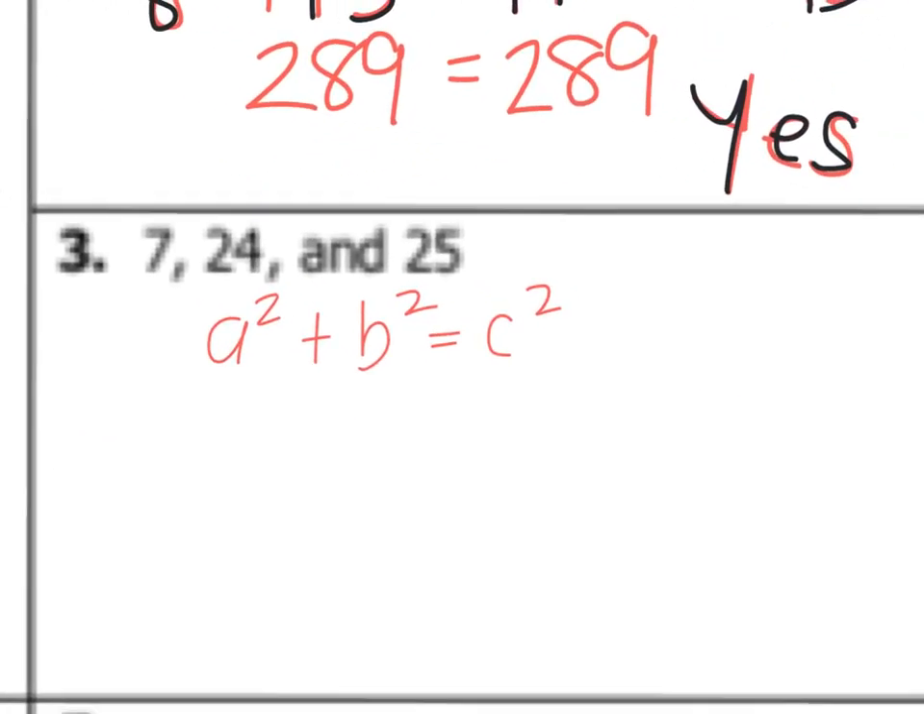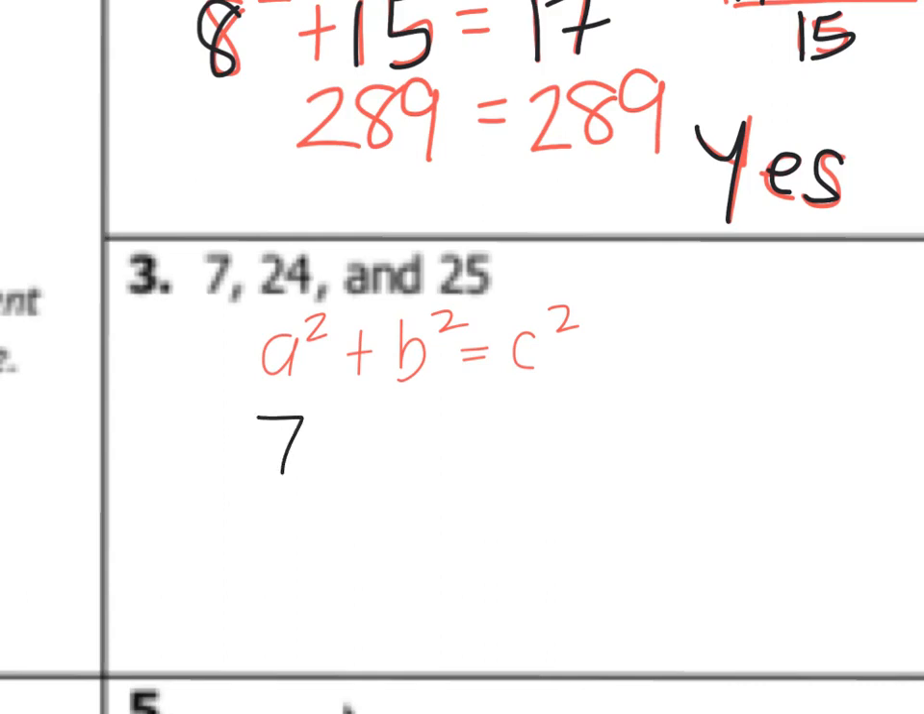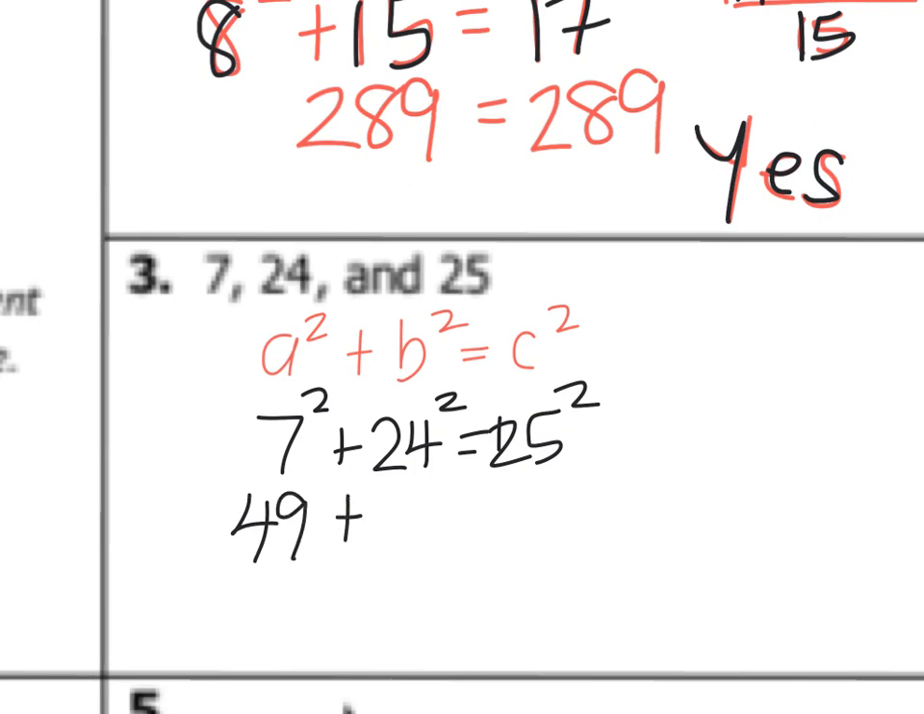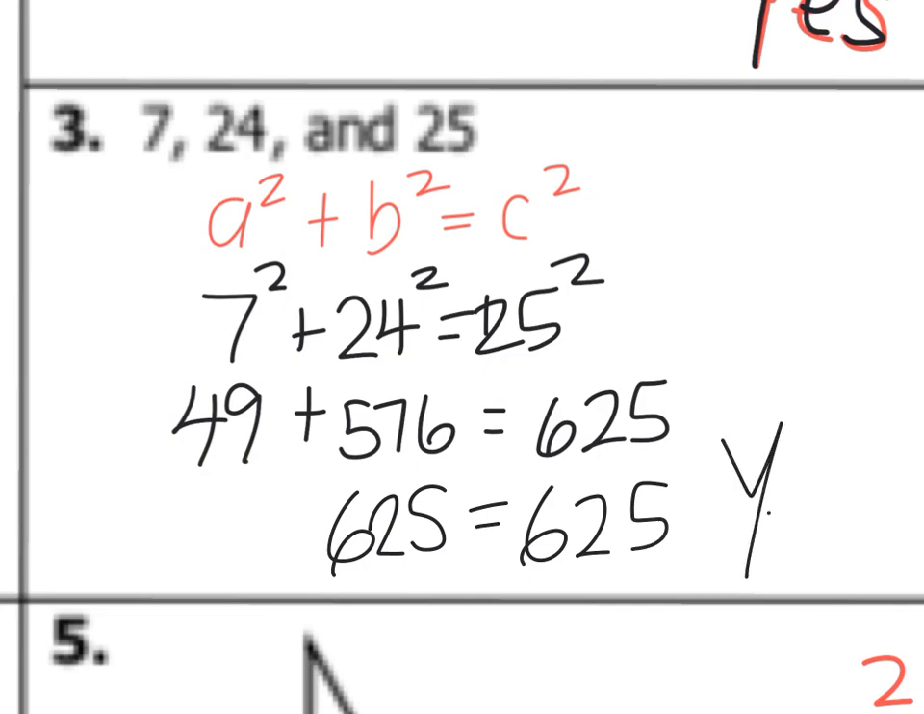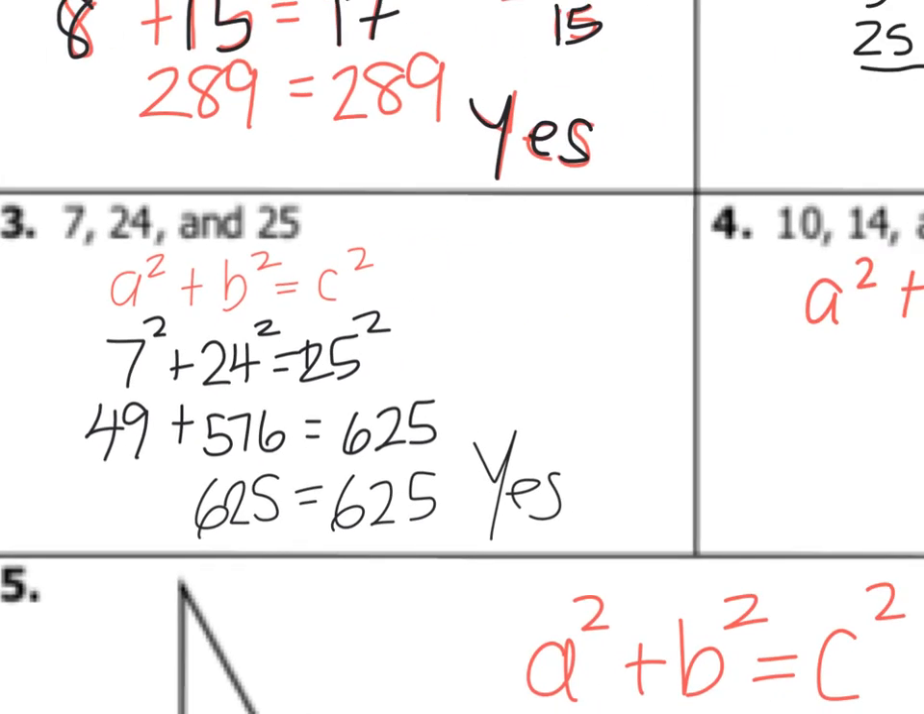Next one. It wants to know 7, 24, and 25. It doesn't matter where 7 and 24 go, but 25 has to be C because it's the biggest. 7 squared is 49, 24 squared gives me 576, and 25 squared is 625. Did the two numbers on the left add up to 625? They do. So these three numbers are three sides of a right triangle.